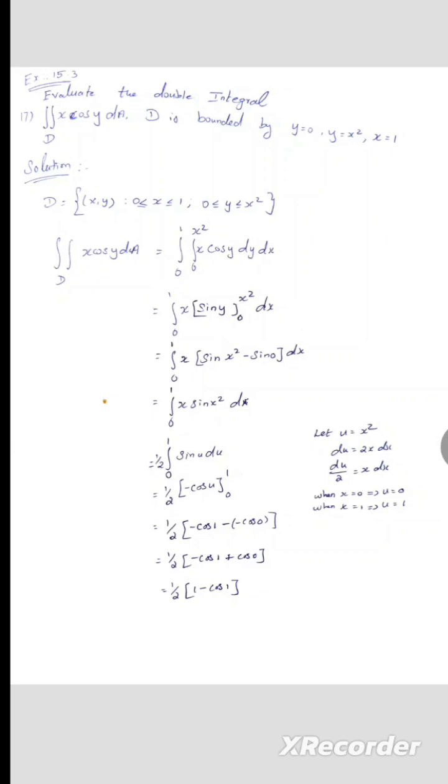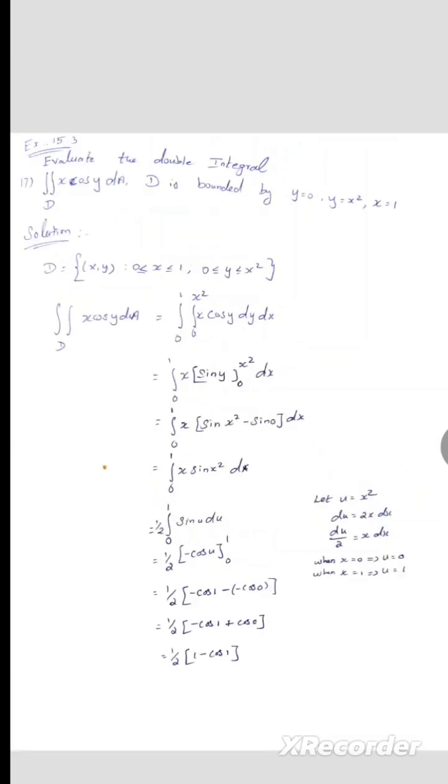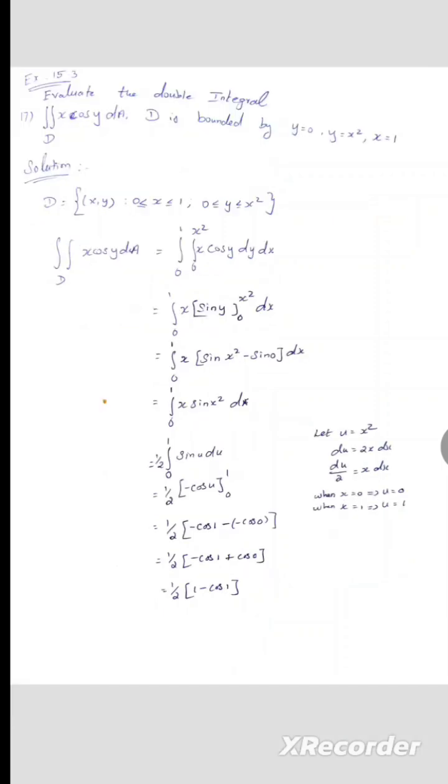So now we have to apply the limit for y, for this sin y. Sin y is the integrated part. So we have to apply the limit 0 to x square for this sin y. So as usual we are applying the limits. Therefore first upper limit minus lower limit. Therefore we will get sin x square minus sin 0. Sin 0 is 0. Therefore we will get only x sin x square into dx. So this is the single integral. Now the double integral becomes a single integral.